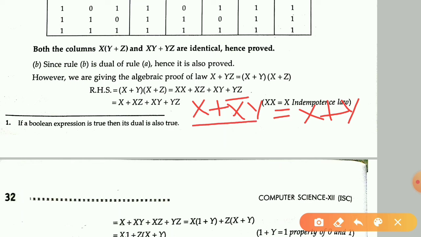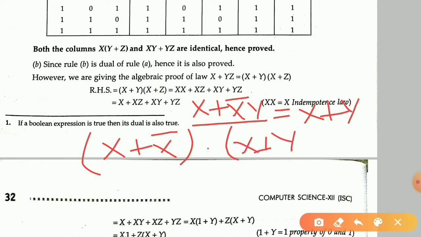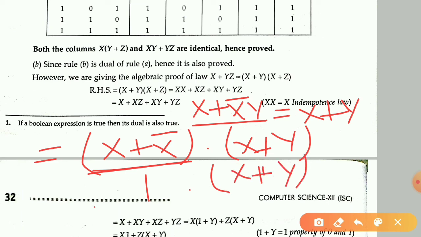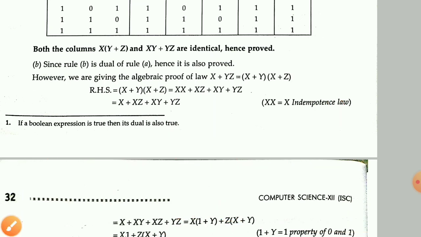Let's see. If you see this x plus x bar y, if we apply the distributive second law, x plus x bar dot x plus y. Clear? Now let's see this x plus x bar. By applying the complementarity law, x plus x bar is 1. So 1 dot x plus y will always return, this is the property of 1, x plus y. Clear? So this is the final result. Clear, students? This is the distributive third law.